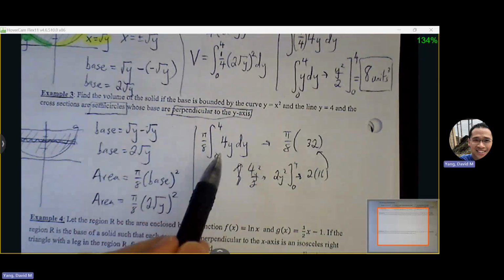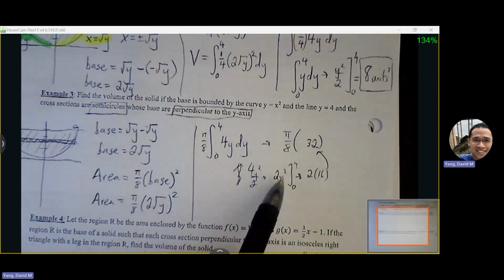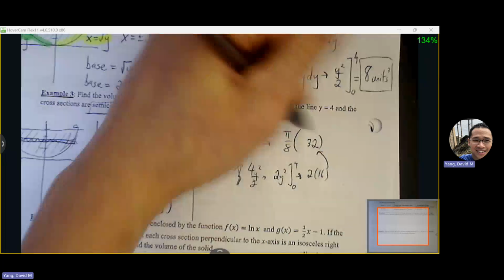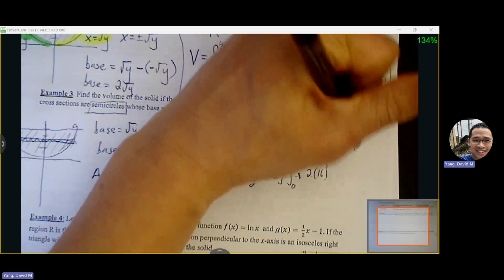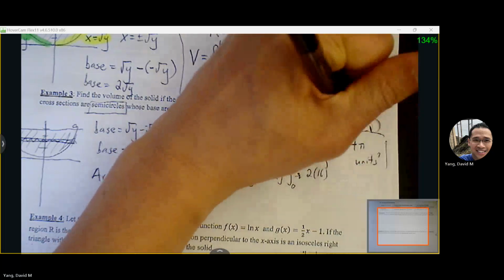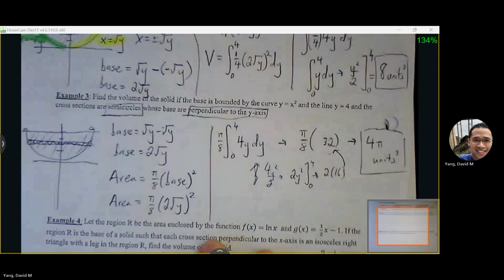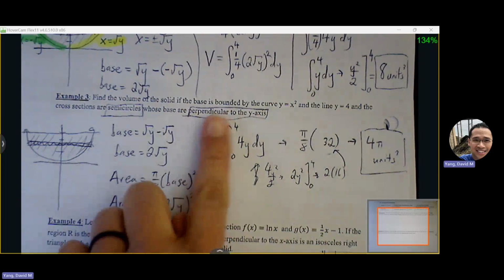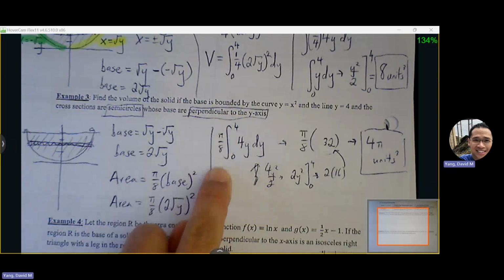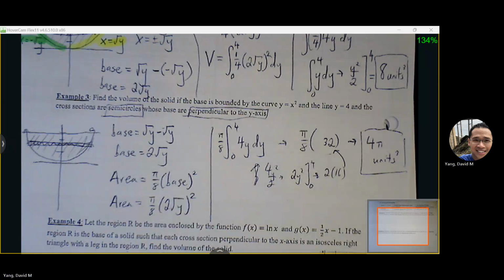I just worked this out by hand. 4y became 4y squared over 2. Plugging in the upper and lower bound, I got 32. 32 divided by 8 is 4, and I'm attaching the pi there. So 4 pi is my units cubed. But if you plug this in the calculator, you can do that as well, and you'll get the same thing. You'll get 32, and then multiply the pi over 8 by hand.